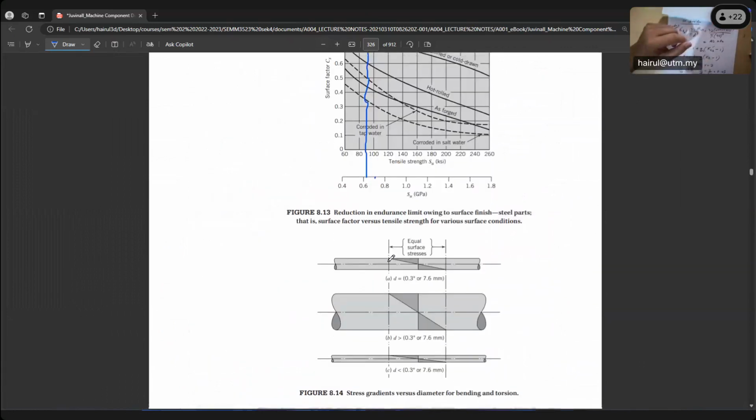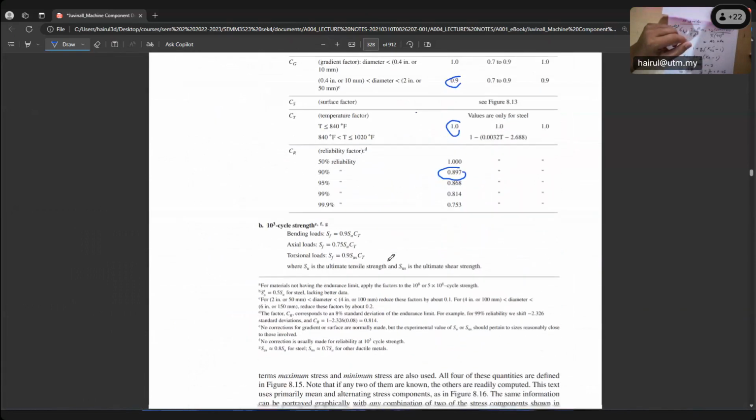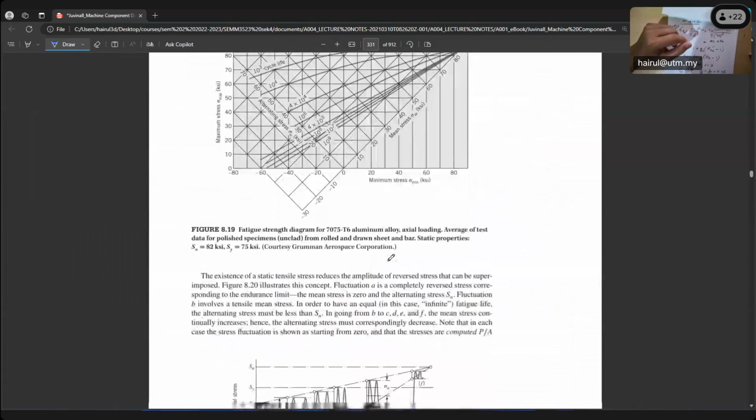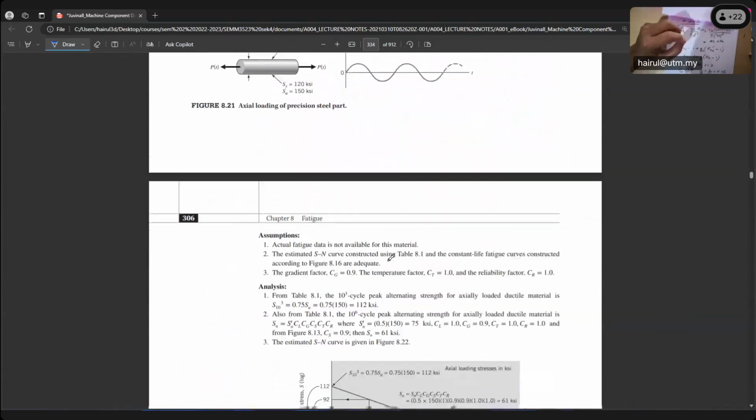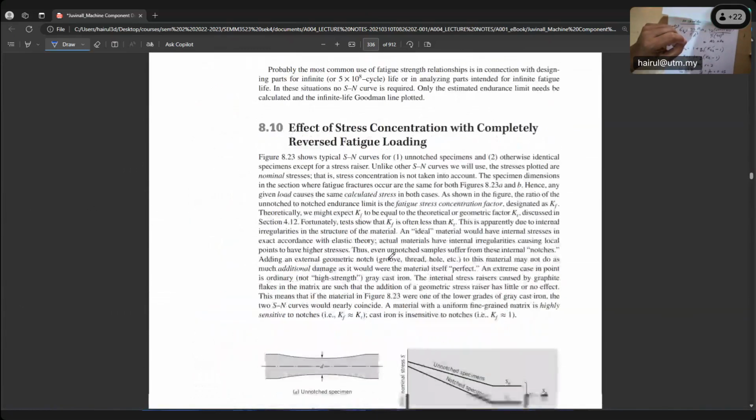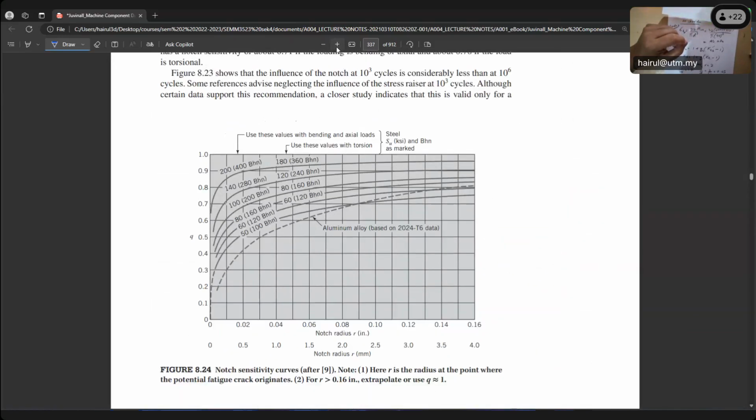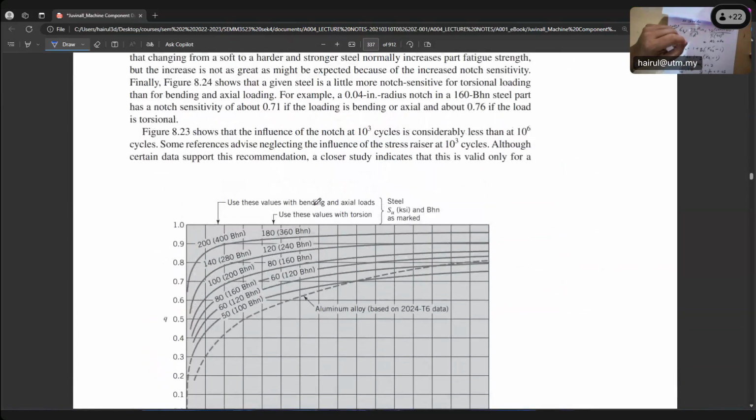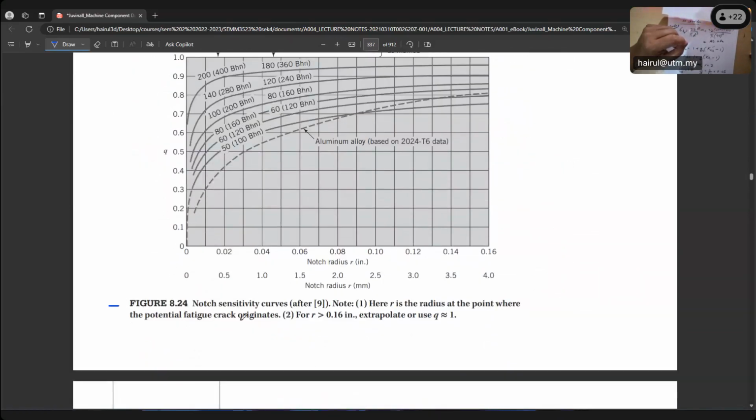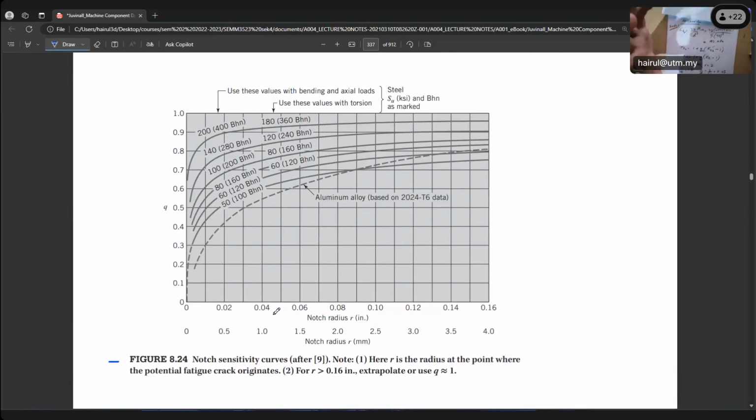We have a graph on notch sensitivity, not this one, that one is for KT. Hold on, chapter 8, fatigue stress, notch sensitivity is here. You also have to take note of this. Go back to chapter 8, fatigue. This is notch sensitivity, Figure 8.24. It says that our shoulder, the radius of the fillet, what was it? 2 millimeter, right? So we use the x-axis here. Now, can you see the x-axis? The upper one is English, the bottom one.